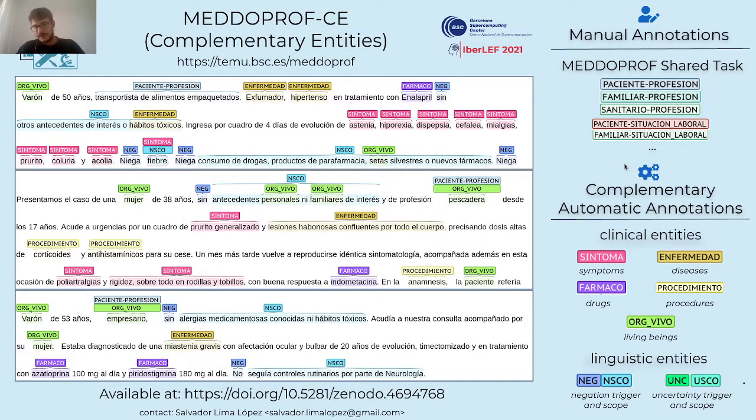This is an example of the complementary entities dataset that I just mentioned. As you can see, there we have the occupations annotated. These are gold standard annotations, which were manually created, and then the rest of the annotations were automatically created. And we have some clinical entities and some linguistic entities. If you are interested, I invite you to take a look at it. And if you have any questions, don't hesitate to write.